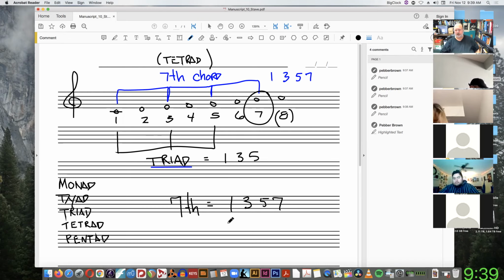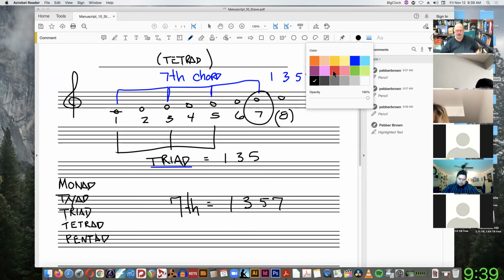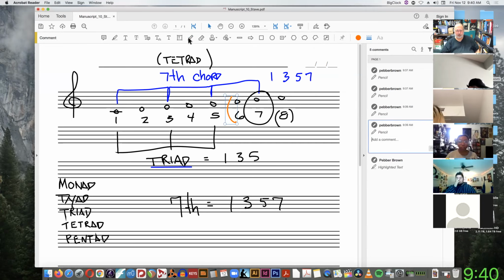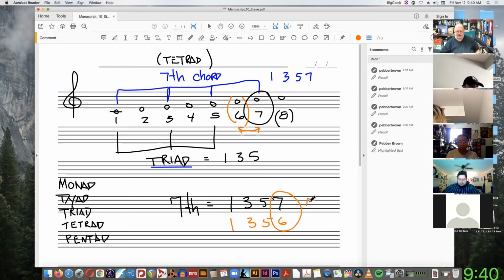And in a more modern chord, they can also use the 6 as a substitute, right? So you can go 1, 3, 5, 6, and these 2 notes can be substituted. They call that a 6th chord.